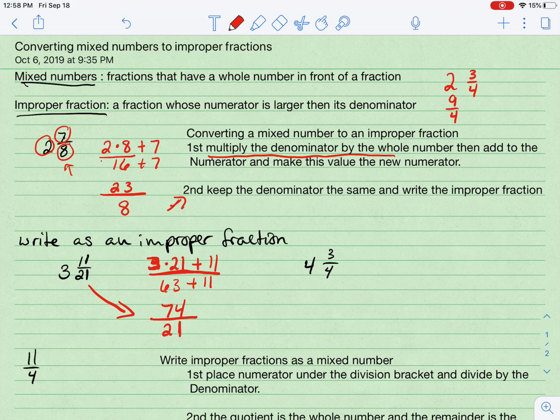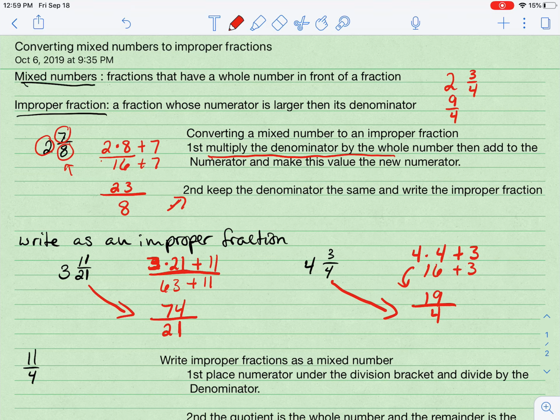Okay, next one, same thing. It's whole number times denominator plus numerator. So 4 times 4 is 16, plus 3. That's going to give us 19. So this gave us our numerator. Now we're just going to bring down our denominator. So it's just going to be 19 over 4.